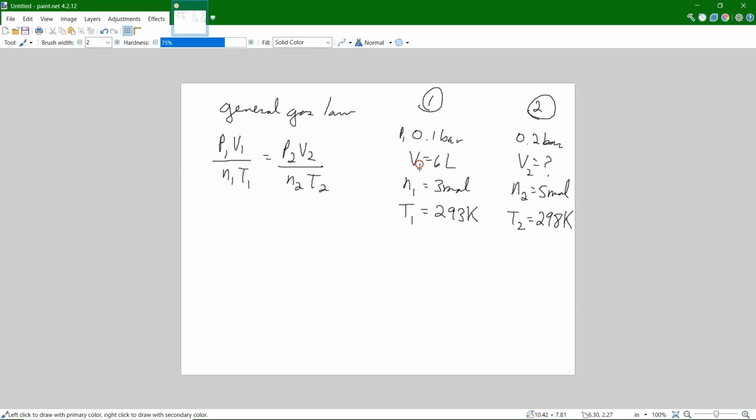Okay, we have P1, V1, N1, T1. We have P2. We want to solve for V2. So in the general gas law, what I like to do is cross multiply so I get everything on the same line. I suggest you do the same. So I get P1, V1, N2, T2 is P2, V2, N1, T1. And what am I solving for? V2. So V2 is P1 V1 N2 T2 over P2 N1 T1. Okay? And then make sure you have consistent sets of units, so your final volume will be in liters.